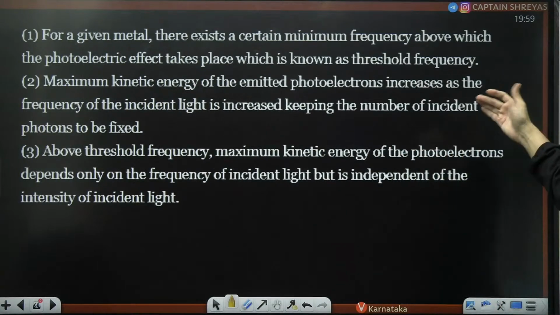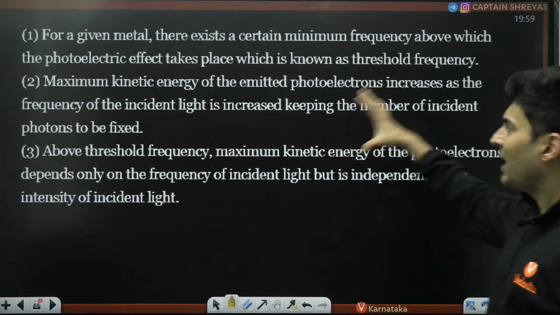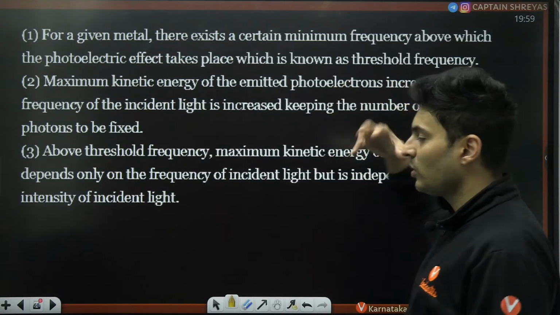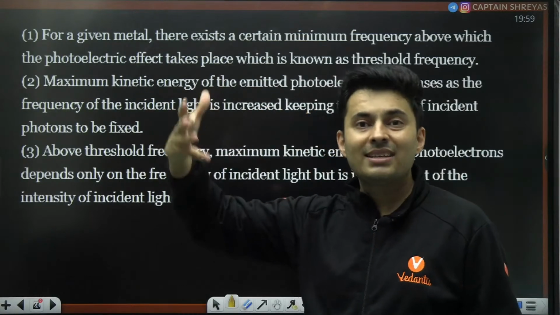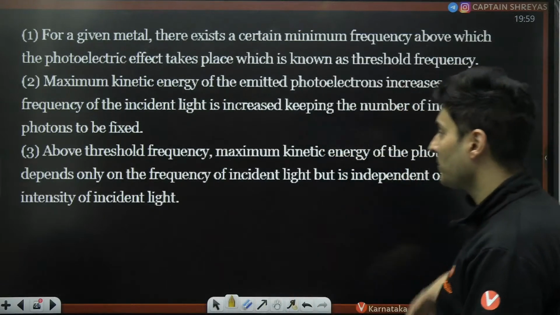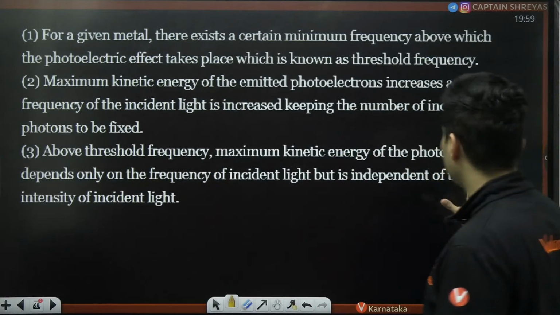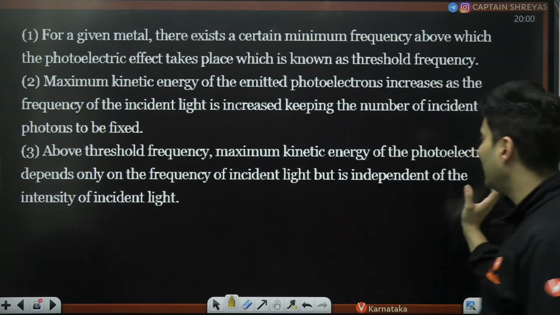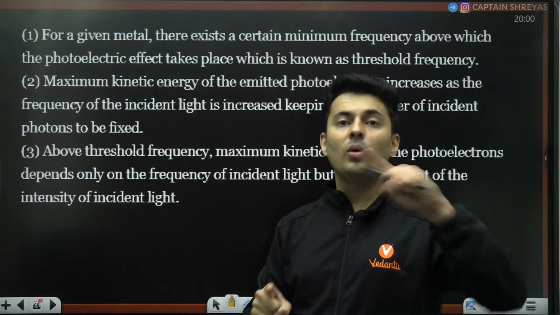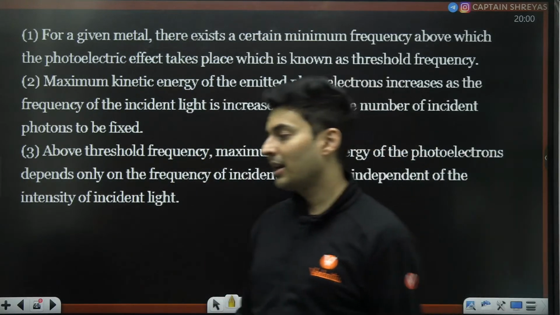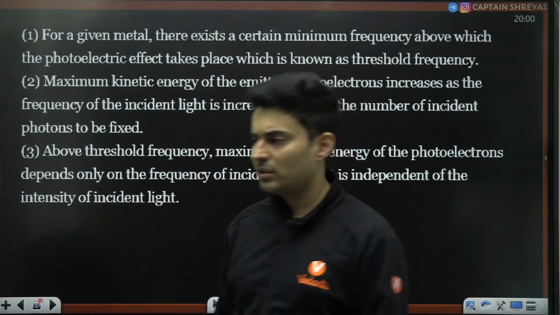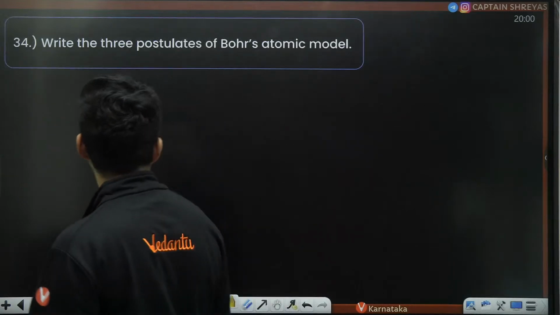There exists a minimum frequency above which photoelectric effect occurs. The maximum energy of the electrons increases as the frequency of the light is increased. So if you put in higher frequency, higher energy light, the electrons also have higher kinetic energy. Above the threshold, maximum energy depends only on the frequency of the light, and it is independent of the intensity of the light. The intensity only decides the current, not the kinetic energy. These are the pointers which you can mention. You will get full 3 marks or 2 marks for that particular question.